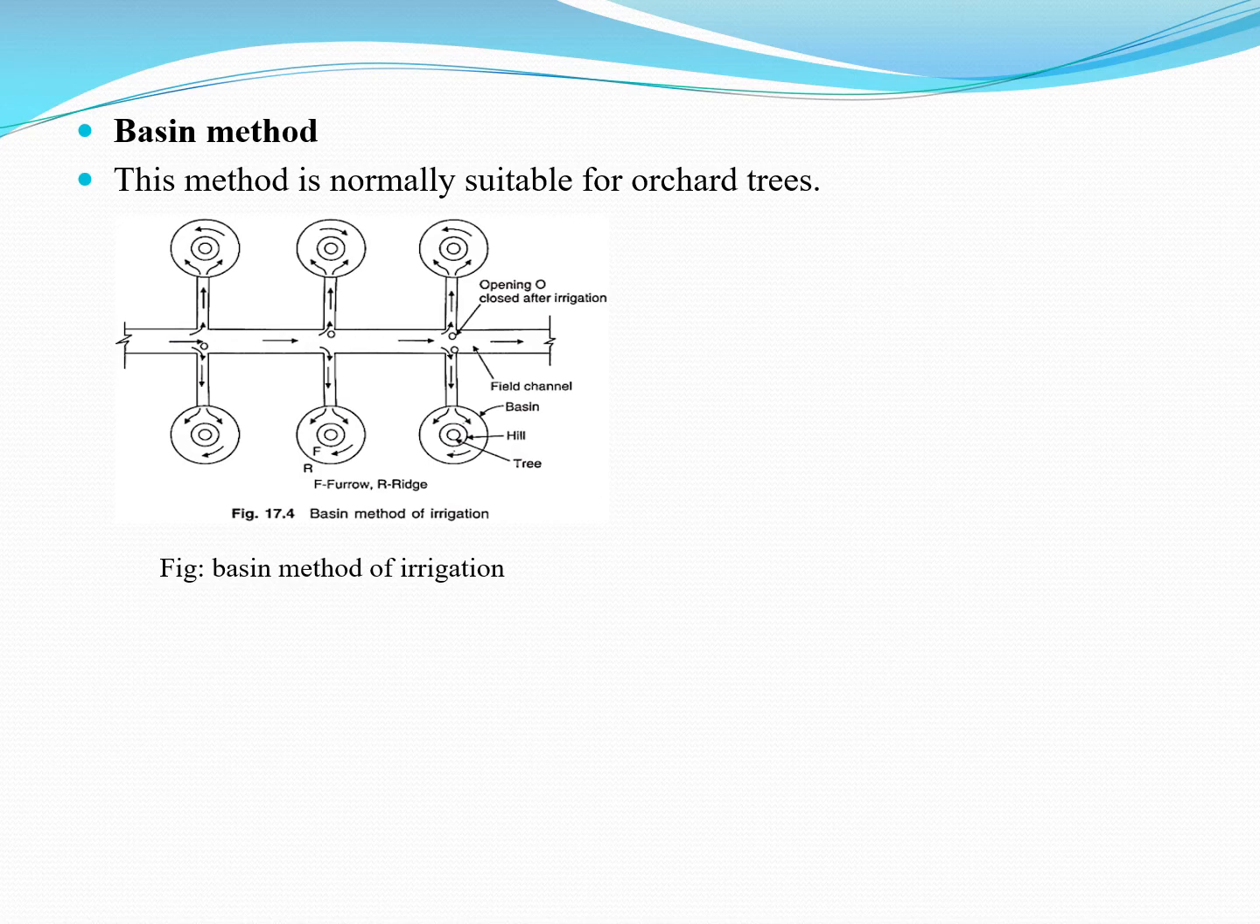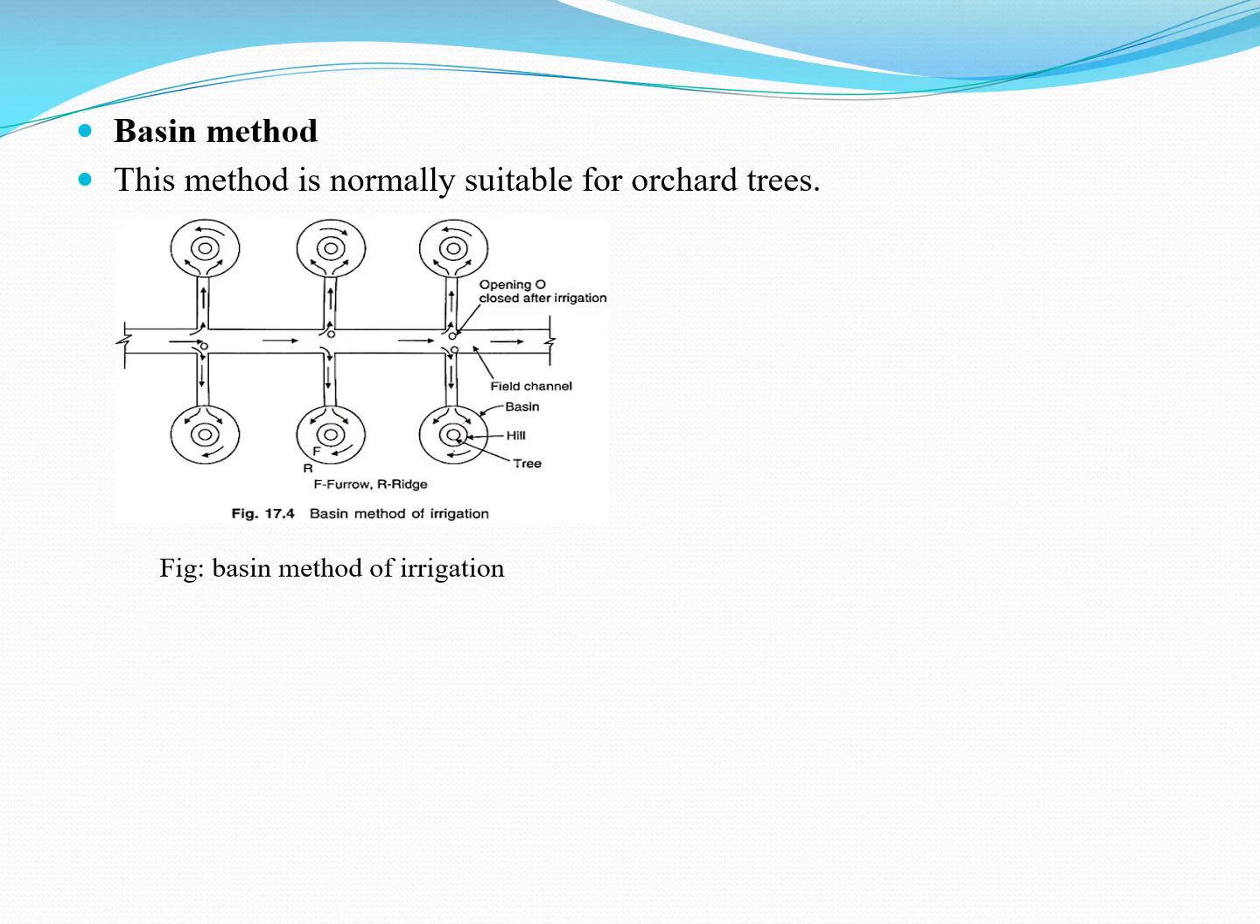Okay, so in this method, the basin is first excavated for each tree or plant, or one or more trees are placed in the basin, and then water is applied over that. And these basins are generally connected together by shallow drains for filling the water in individual basins. See here, these basins are connected by shallow drains for filling these individual basins.